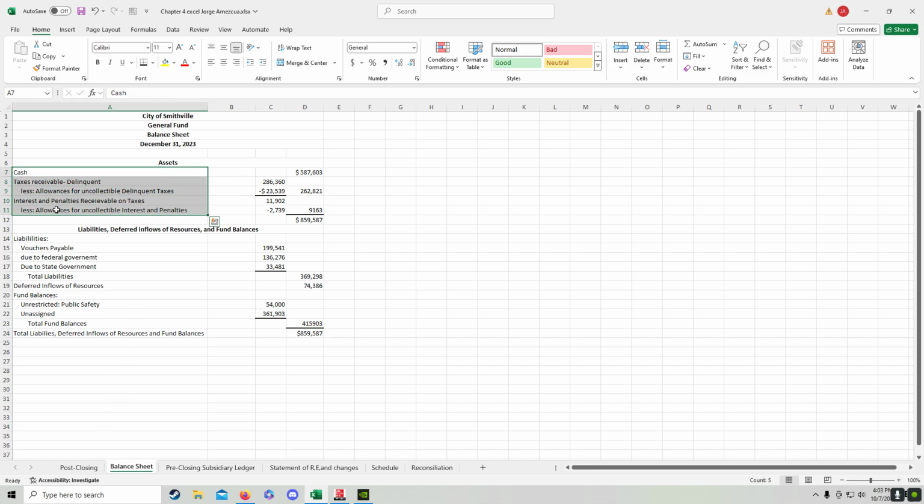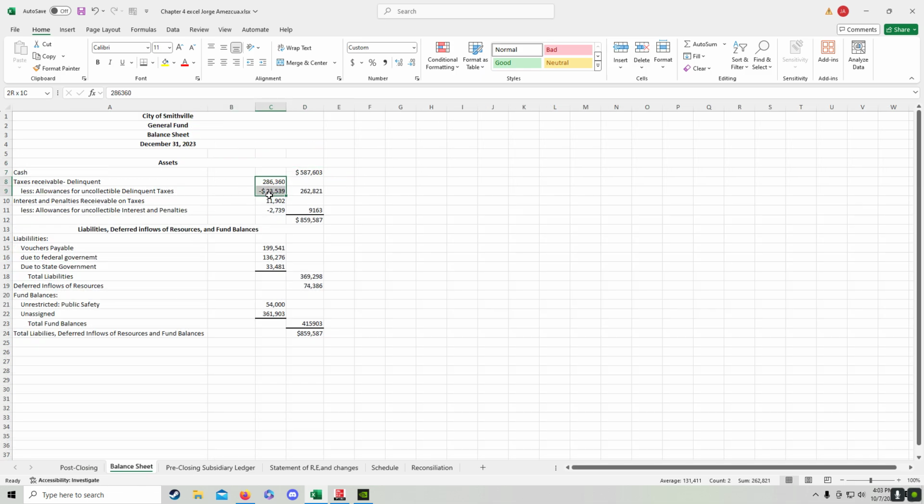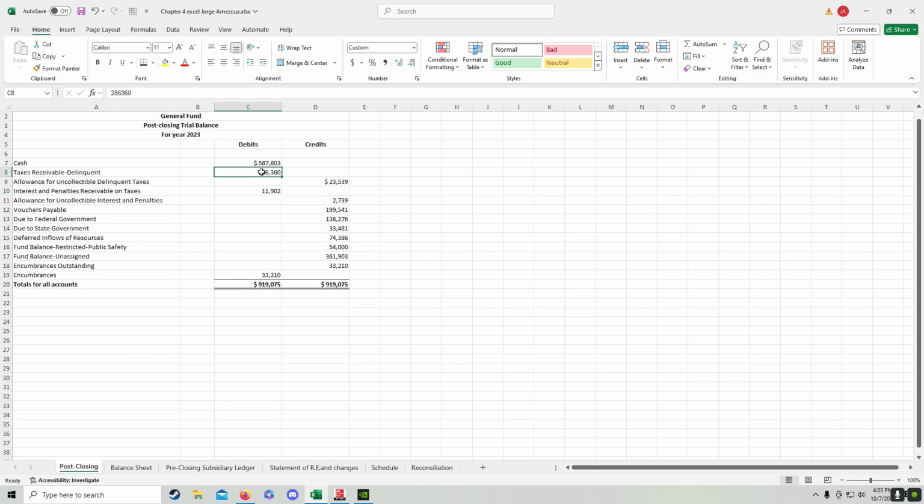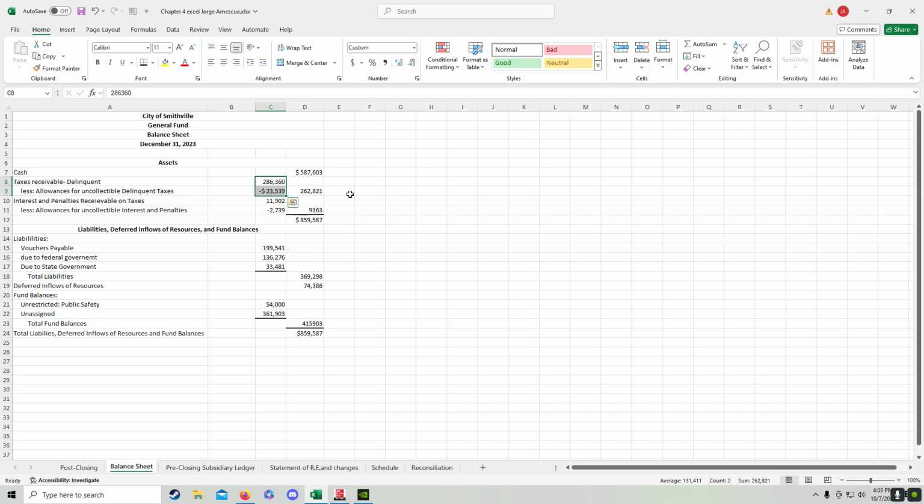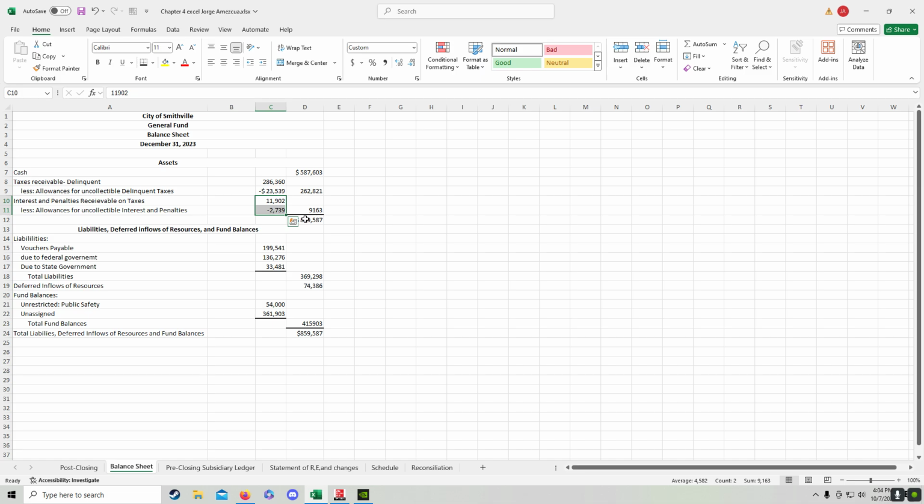listing the asset accounts, and the way I got these numbers is I got this from cash, I got these two from the accounts receivable delinquents and the uncollectible. And this is the sum of the two. I got these two accounts from the interest and penalties receivable and allowance for uncollectible interest and penalties. And this is the sum of the two. Then I sum these together to get this number right here.